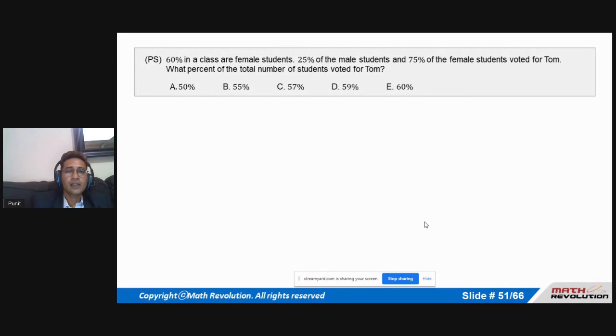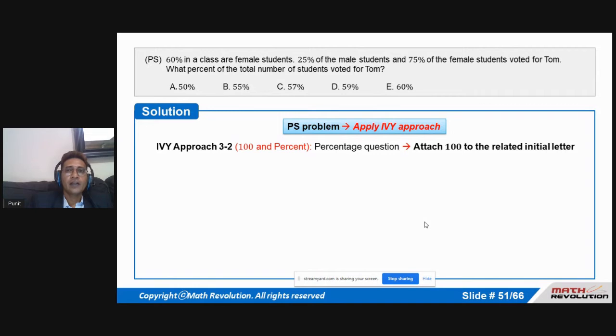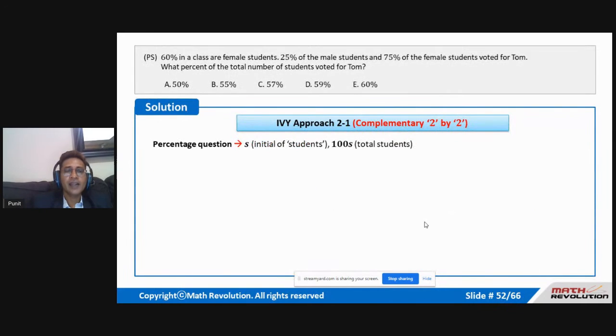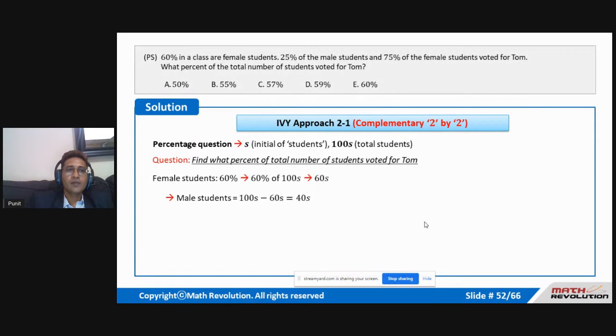Two entities, male and female, complementary to each other. Let's not waste much of the time in this. Let's apply the IV approach. We know 100 because of the percentages. We know part becomes the whole. We know the IV approach from exam 1, all about how to write is, how to write of. That is basic that we all know. So let's apply. For the students, we have taken the initial as S. Total students are 100 S. Female students are 60%, 60% of 100, 60 S. 100 minus 60 would be 40. Those are the male students.